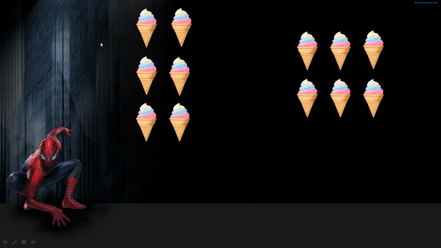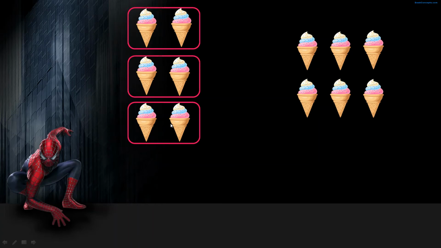Here I have two arrays. Super. They are arranged into rows and columns and have the same number of objects. So I have two arrays. In this array, I have 1, 2, 3 rows. In each row, I have 2 cones. That means 2 plus 2 plus 2. Can you skip count by 2? 2, 4, 6. So I have 6 cones in all.